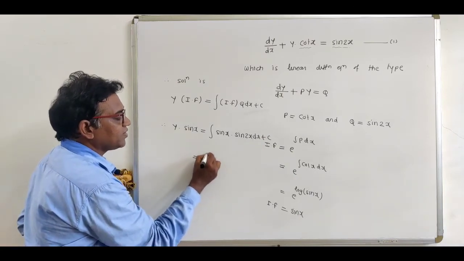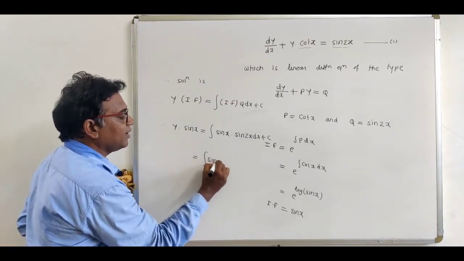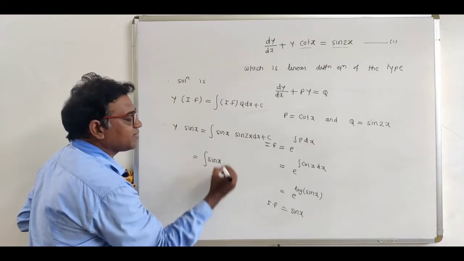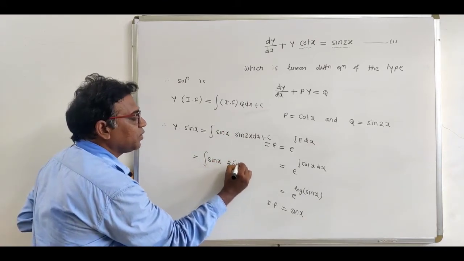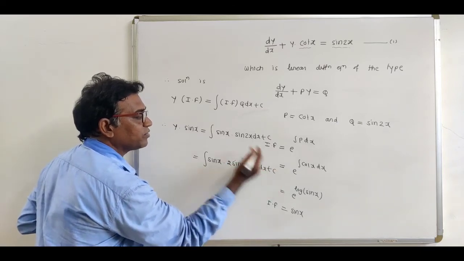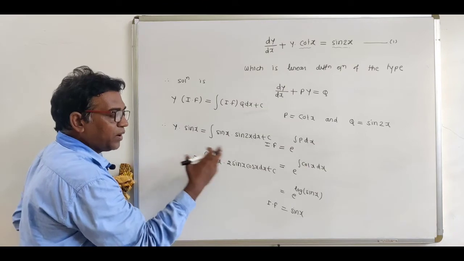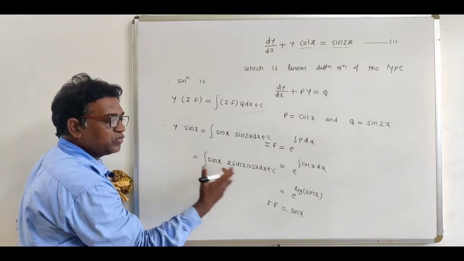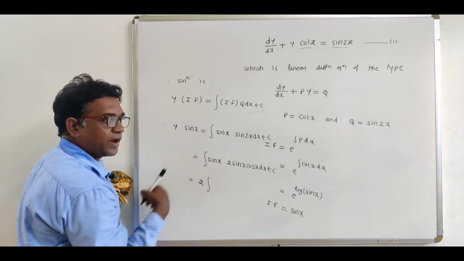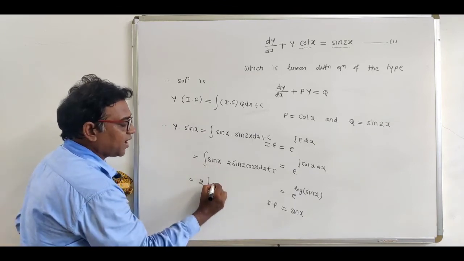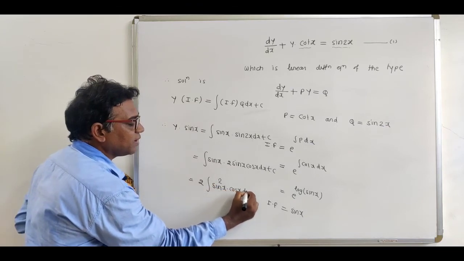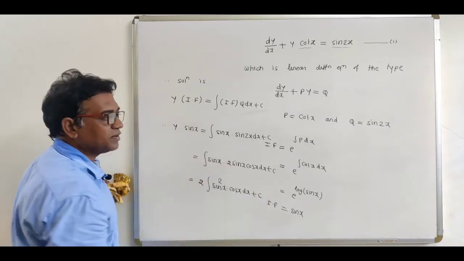So solve this integration. This is integral sin x into sin 2x. Now this sin 2x can be written as 2 sin x into cos x. This is the formula for sin 2 theta. So 2, this is constant, we can take outside. Sin x into sin x, this is sin square x into cos x dx plus constant c.